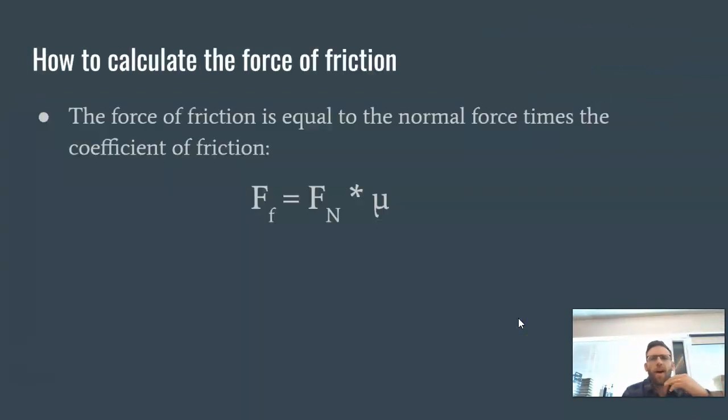All right, so how do we find the force of friction? How do we actually calculate the force of friction? This is our equation. The force of friction is equal to the normal force times the coefficient of friction. And remember, the normal force really depends on the mass of the object and on gravity. So we'll go over a couple of examples really quickly here.